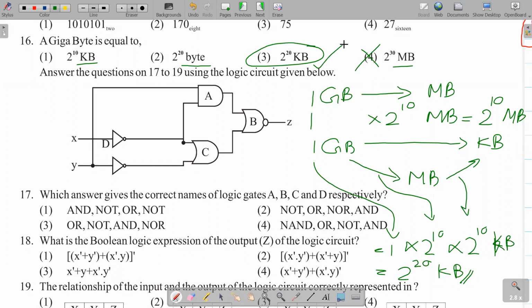The third one. If I'm going to convert this into bytes, I need another 2 to the power 10. That means the byte conversion will be 2 to the power 30, right? 2 to the power 30 bytes it's going to be. So the correct answer is 2 to the power 20 kilobytes. Are we clear about this, people? Yes, sir.